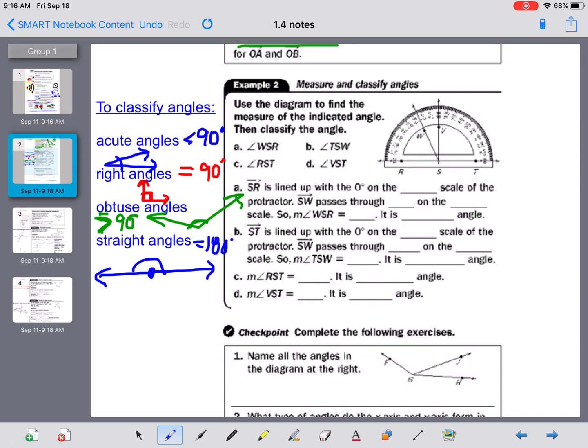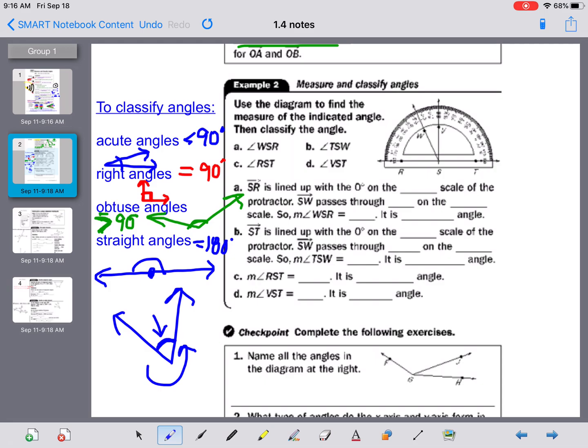Now, I should point this out: if you have an angle, we're always going to measure the shortest distance, so this distance in between here. We're not going to measure from around. So every number we give in geometry for a measure of an angle will be 180 degrees or less. We're never going to go over 180, okay?